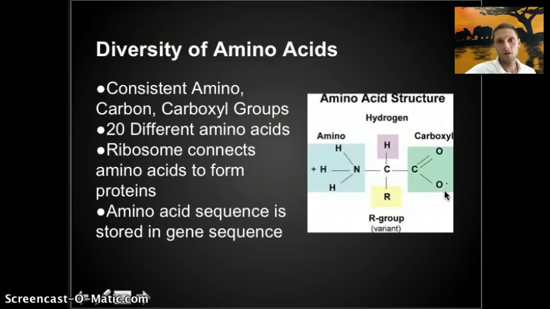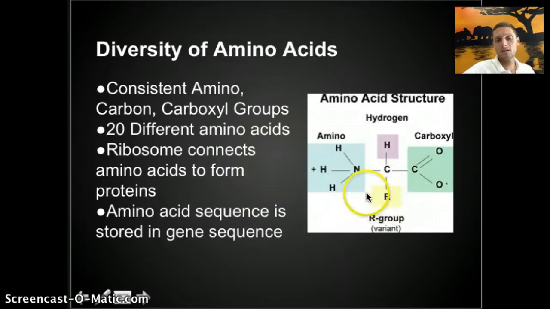The ribosomes in a cell are what connect these amino acids together to form a protein. So a protein is a bunch of these amino acids put together in a sequence. And that sequence is stored in the genes or the DNA. Genes are a section of DNA, and that section of DNA, that gene, codes for or provides the instructions to make specific proteins.